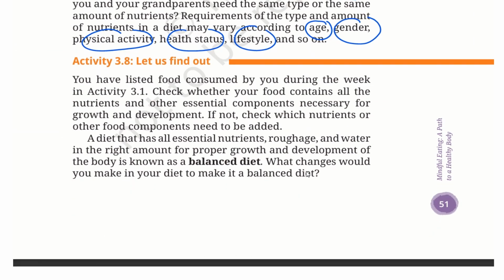So you have listed what you have consumed during the week in our activity 3.1, right? So check whether your food contains all the nutrients or other essential components necessary for growth and development. If not, check which nutrients or other components are to be added. So for example, we should involve in our diet all essential nutrients, then roughage and water in the right amount, that is for our proper growth and development, and it is said to be what? Balanced diet. Okay, so what changes would you make in your diet to make it a balanced diet? Let's check.